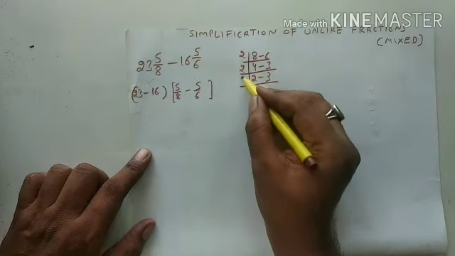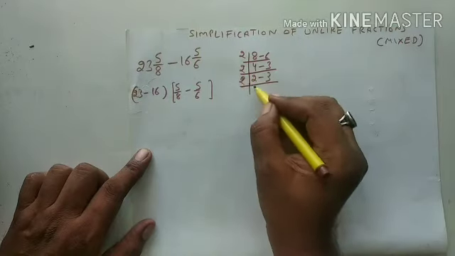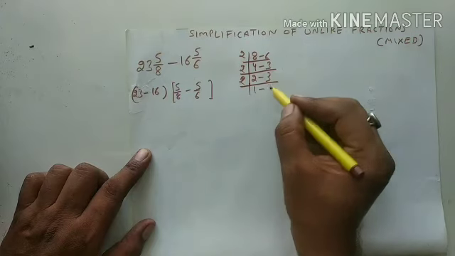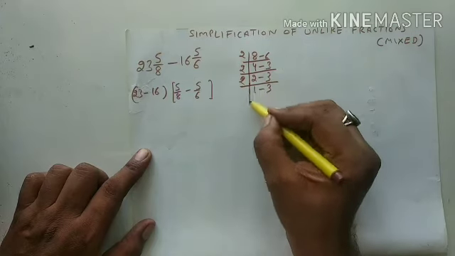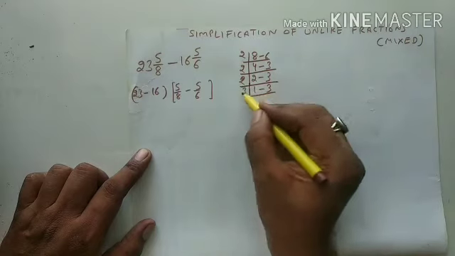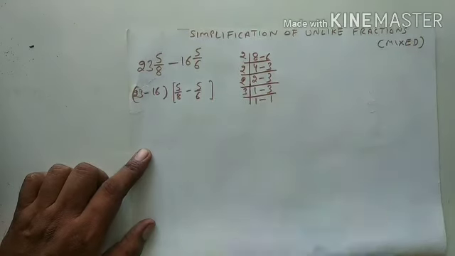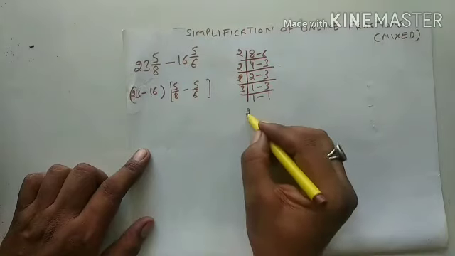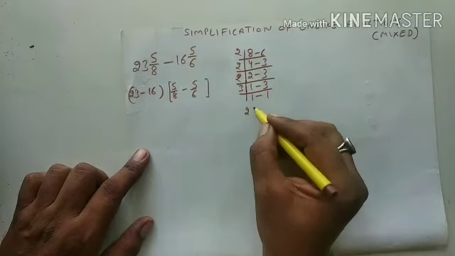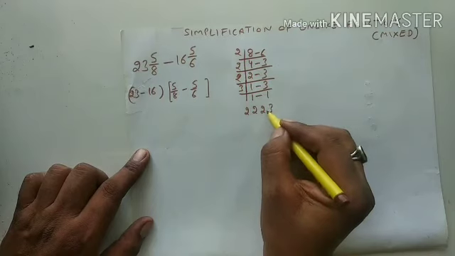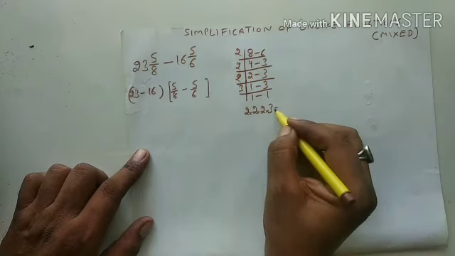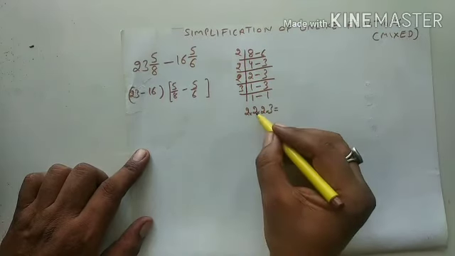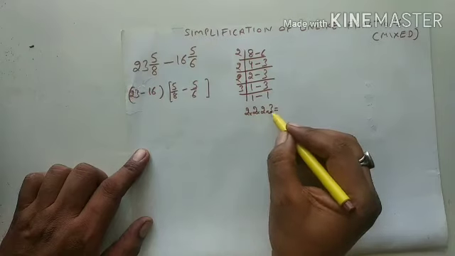Now again 2 divided by 2, the answer is 1, and 3 divided by 2, because it is not divisible, therefore I will write 3. Now the turn is of 3, so the answer is this. Now what is the LCM? The LCM is 2, 2, 2 and 3. So the LCM is 2 multiply 2, 4, 4 multiply 2, 8, 8 multiply 3, 24.